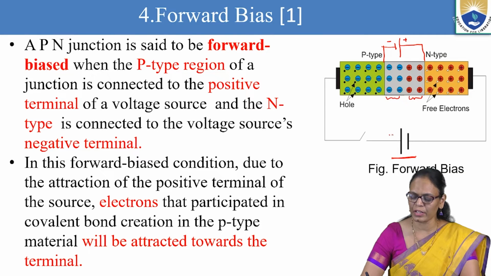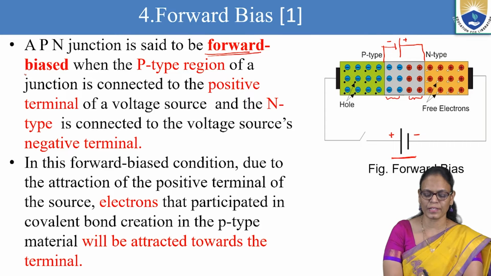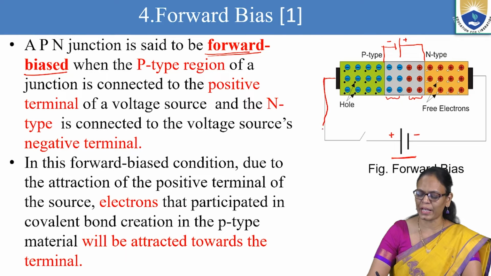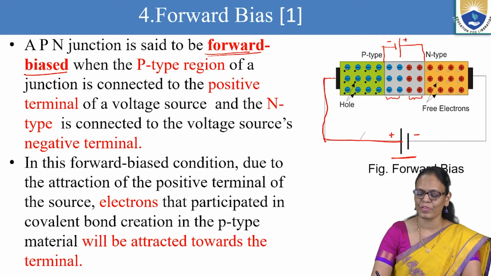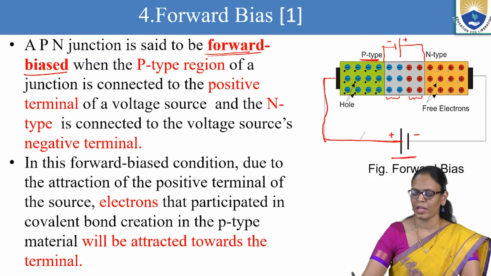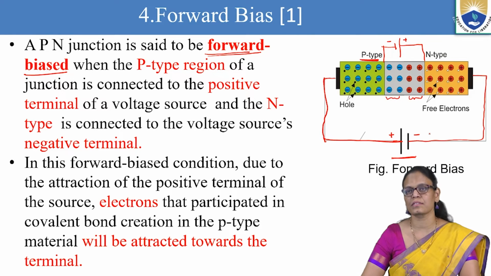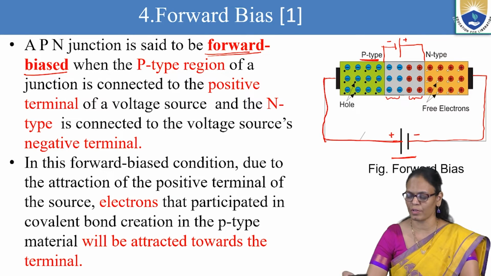So what are we doing in forward bias? In forward bias, the P side of the PN junction is connected to the positive. You may have a key here to stop or allow the current to flow. Otherwise, we say the P type is connected to the positive of the external supply and the N side is connected to the negative of the external supply. Then we say it is forward bias. So you have to draw the diagram and explain what is forward bias.